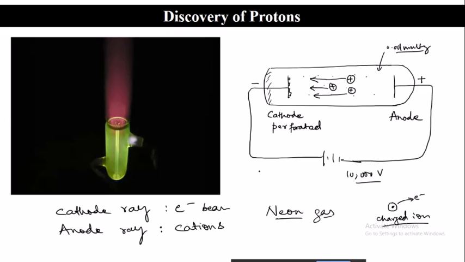So if you change the gas, the property of that cation, the property of the anode ray, will change. So how are they different, the anode ray and the cathode ray? Cathode ray consists of the electron beam, and the anode ray consists of the charged particles.